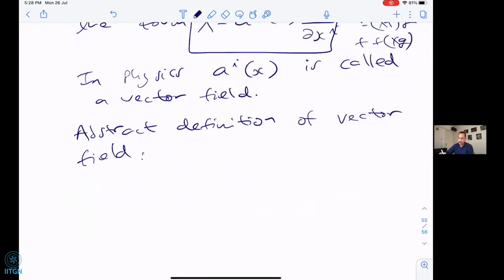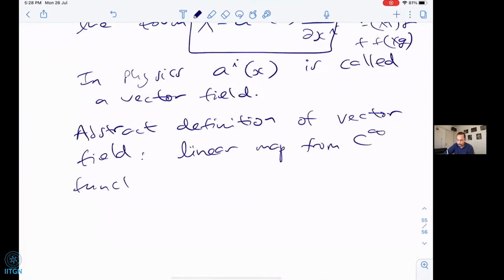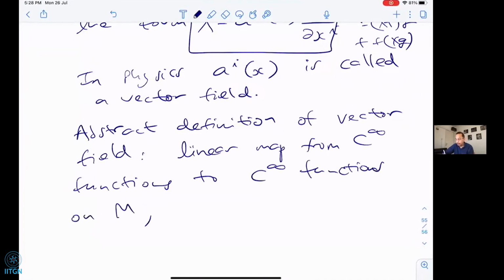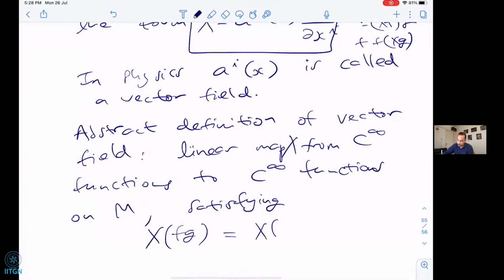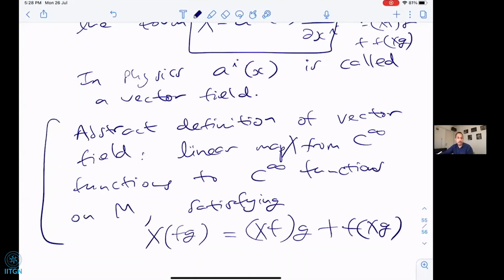So for a mathematician, an abstract definition of a vector field is a linear map from C infinity functions to C infinity functions on the manifold M, satisfying X of fg equals Xf times g plus f times Xg. X is the linear map. Now, if I give you this definition right off, you would say, look, this is very, very abstract. What does it have to do with real vector fields that we understand?